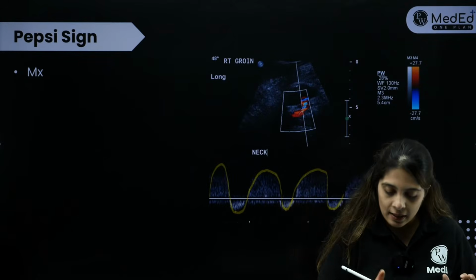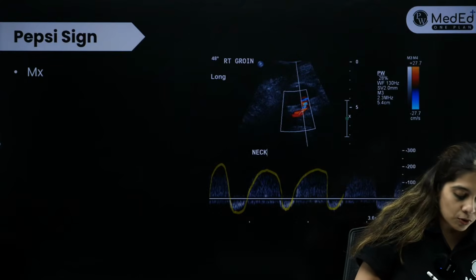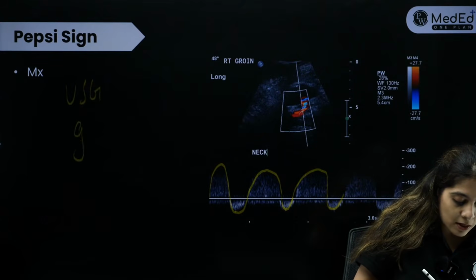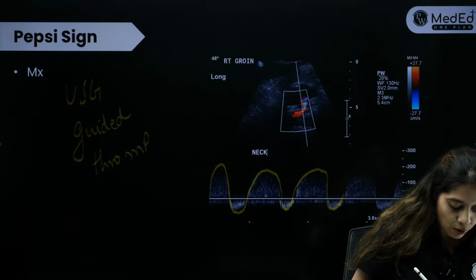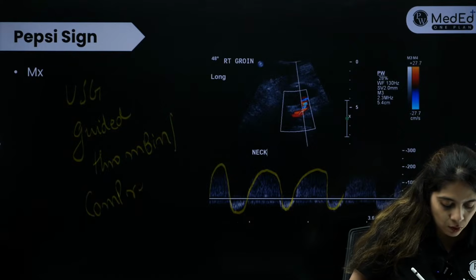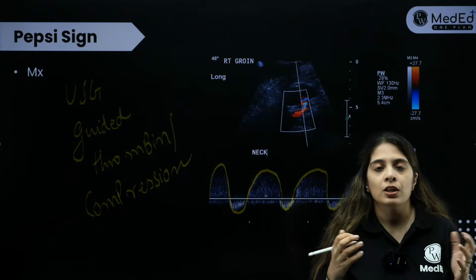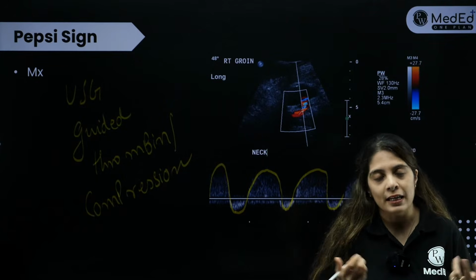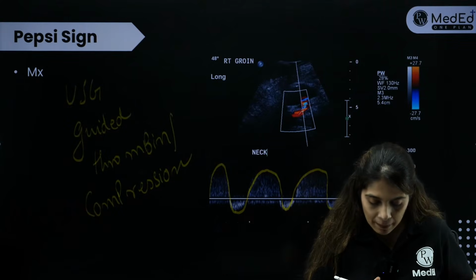How will you manage this particular pseudoaneurysm? Usually they do an ultrasound-guided thrombin injection. Okay, they can inject thrombin or they can just do a compression. If it is not managed with this conservative management also, then at the end they will be doing an endovascular management of this particular aneurysm, right? So this is about this particular Pepsi sign.